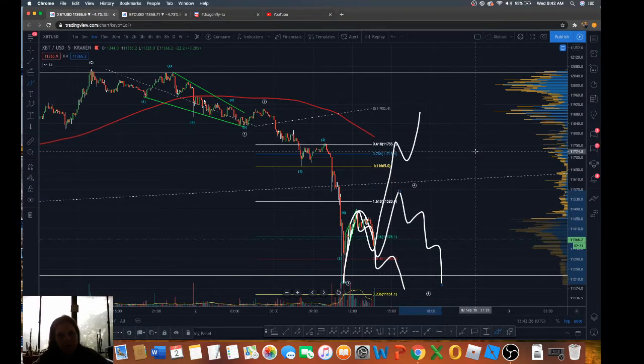Having 5 waves to the upside past the 1.618 means that we're getting more to the upside. It's the difference between 3 waves and 5 waves, and you can definitely tell the difference.